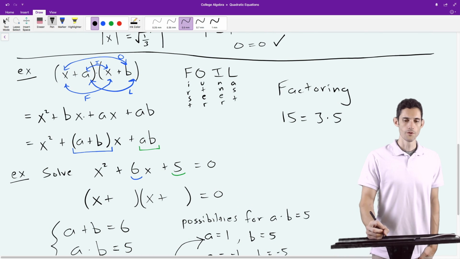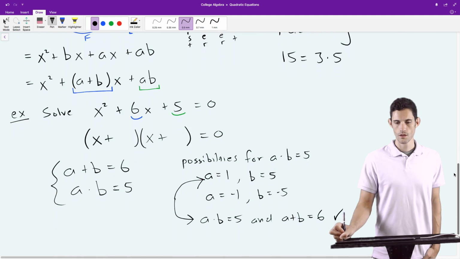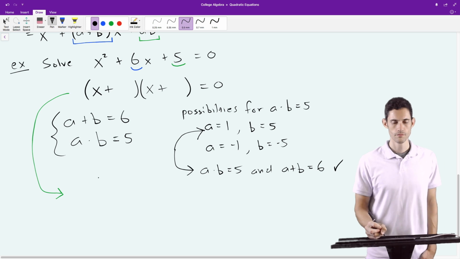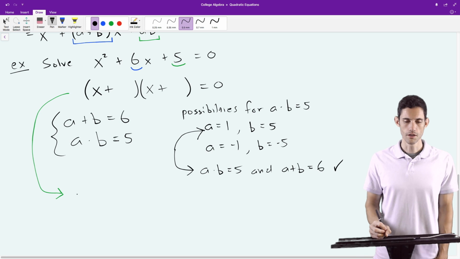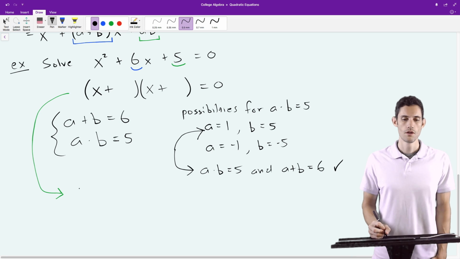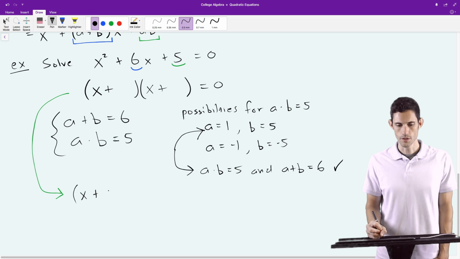So that means I found A and B, and if I look back up at my formula here, I originally started with x plus A times x plus B. So that means now I can finally write, and now I'm finally getting back to this after guessing A and B. And that really was just educated guesswork. So now I can write x plus, so we said A is 1, so x plus 1 times x plus 5 is equal to 0.